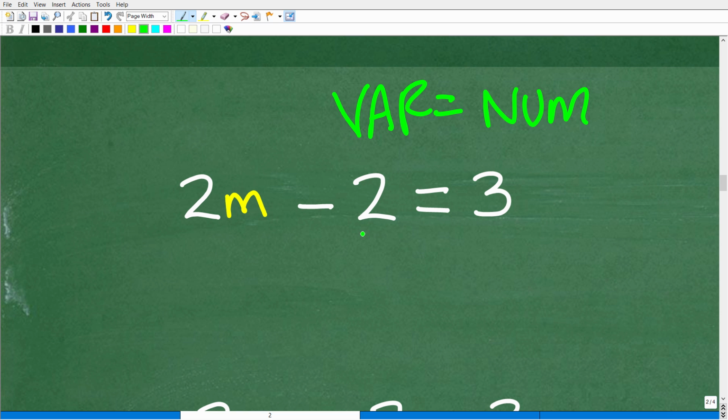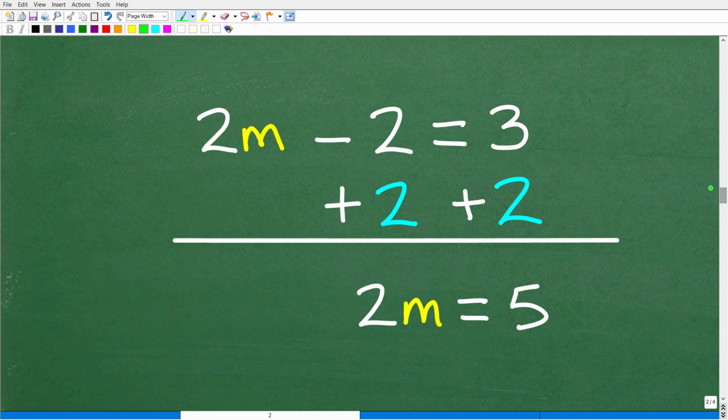So here we have a number on the left. We want to move that number over here. Then we'll have all of our variable terms like so. And then we're going to turn this into a one-step equation. Okay, so let's go ahead and do this right now. So how do we get 2m by itself on the left-hand side? Well, we have 2m minus 2 is equal to 3.